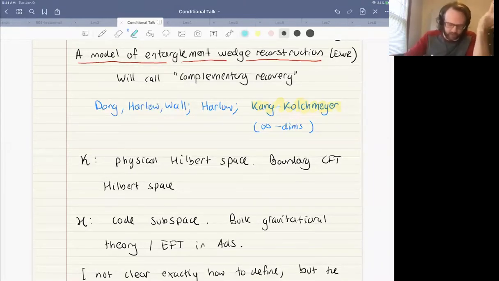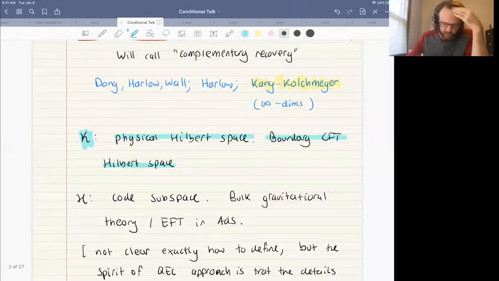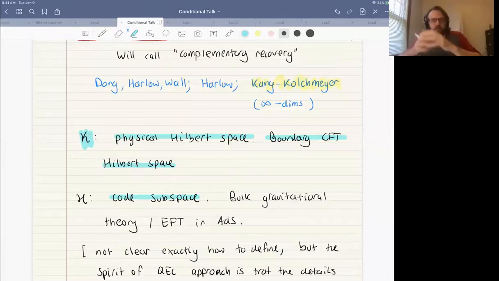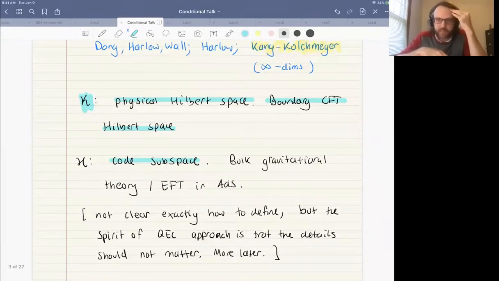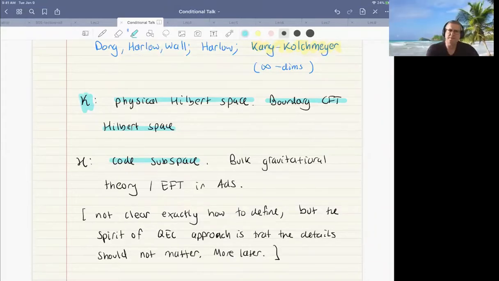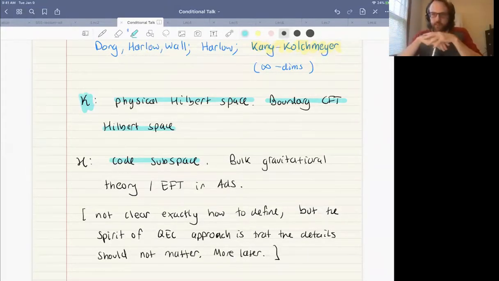Okay, so the starting point is some physical Hilbert space. You should think of this as the Hilbert space of the boundary CFT. I'll call that kappa. And then we have a code subspace, I'll call H. You should think of this maybe as the bulk gravitational theory, the Hilbert space which is described by effective field theory, say in AdS. I'm not being exactly clear on what I'm going to pick for my code subspace. This is pretty standard. It's not really clear how to define it in general, but I think perhaps the spirit of this quantum error correcting approach is that really the details of how you pick it don't matter. There's something robust about various ways of picking a code subspace, which should in principle give rise to something that looks like gravitational physics.